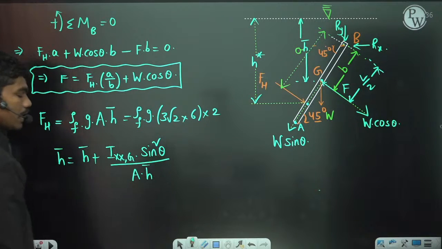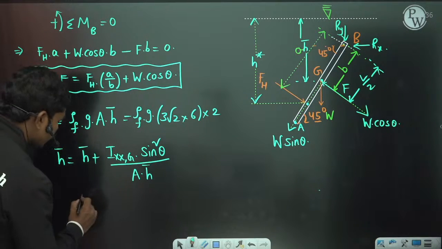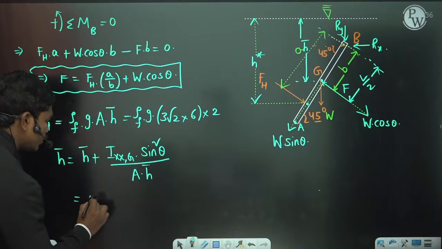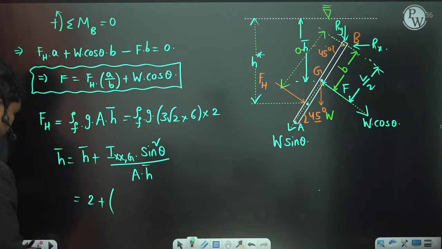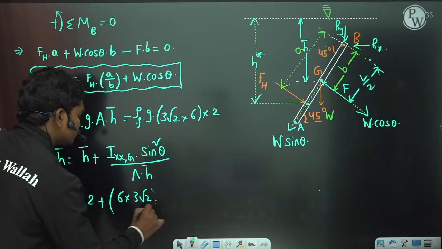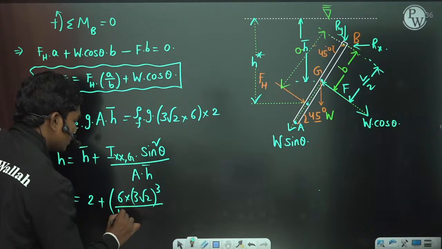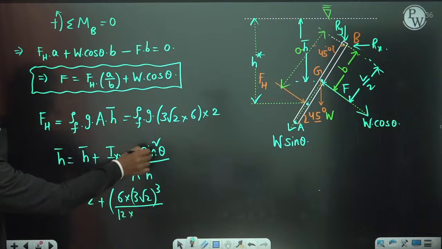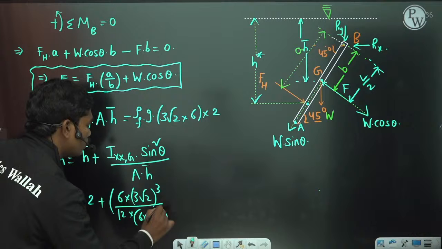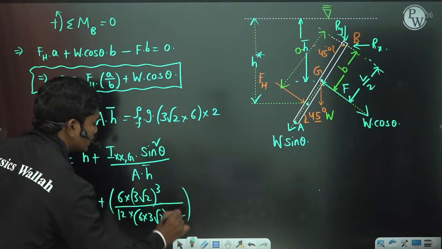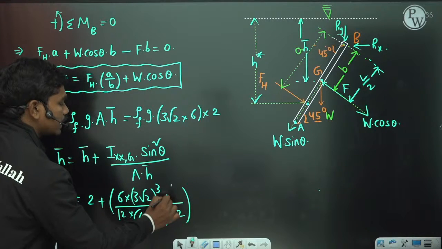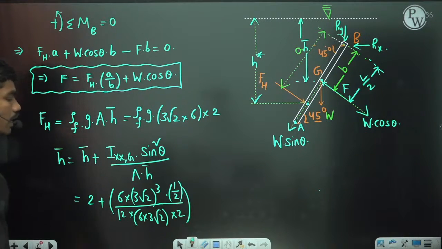This is the value of h star, correct? If you simplify, the depth of the centroid from the free surface is 2, so h star is 2 plus the moment of inertia, which is 6 into 3 root 2 whole cube by 12, divided by the area. What about the area? We have just seen 3 root 2 into 6, so 6 into 3 times square root of 2, into h bar, which is 2, into sin square theta. What is the value of sin square theta? Theta is 45, so sin square theta is 1 by 2.